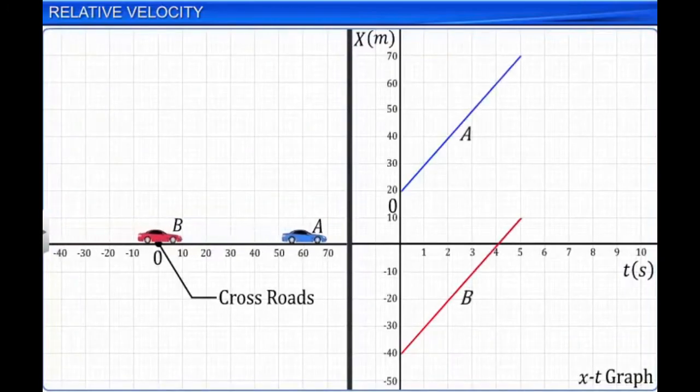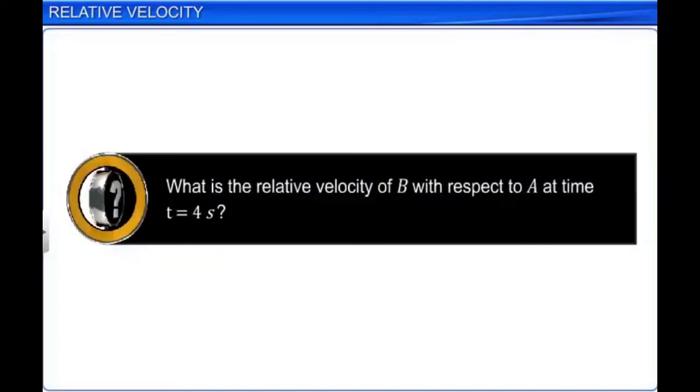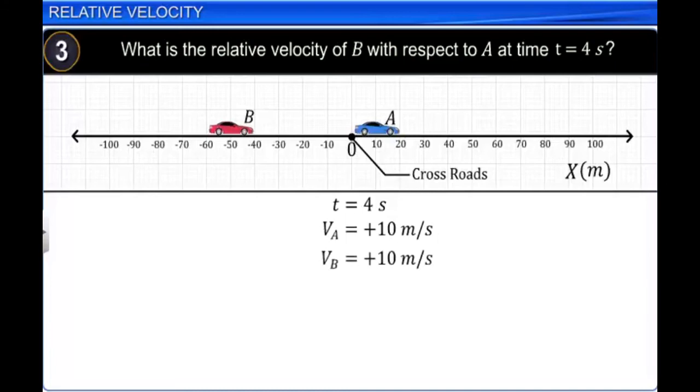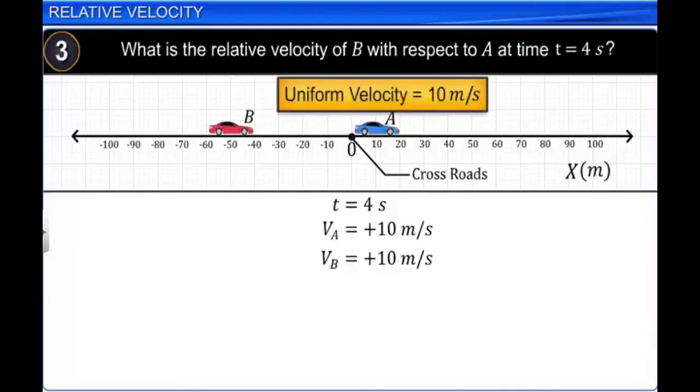What is the relative velocity of B with respect to A at time t equal to 4 seconds? We know that the values of t, VA and VB are equal to 4 seconds, plus 10 meters per second and plus 10 meters per second respectively. As the two cars are moving with uniform velocity, VB by A is equal to VB minus VA. By substituting and simplifying, we get 0 meters per second.